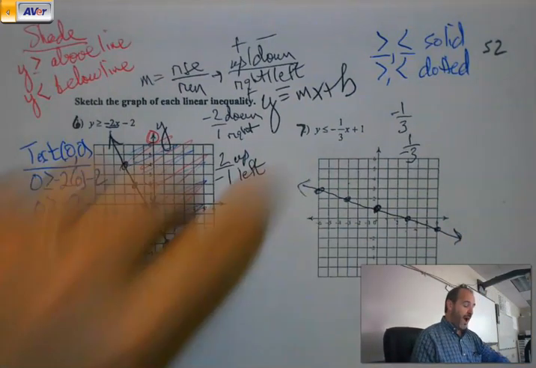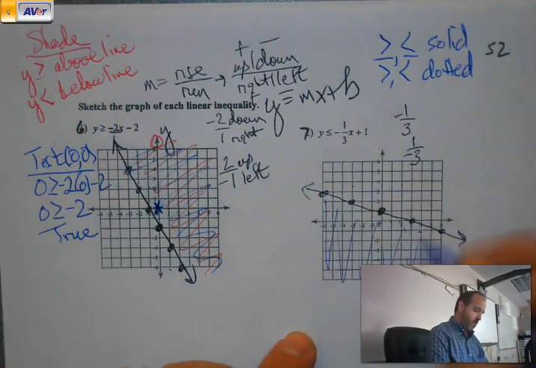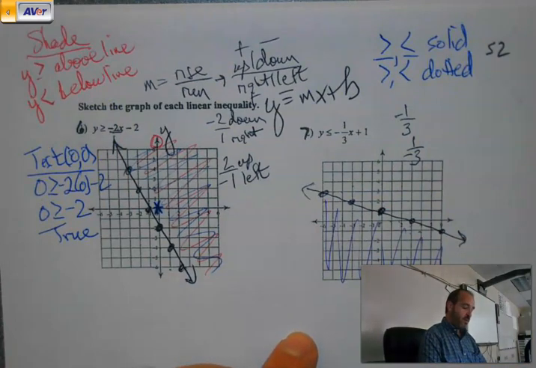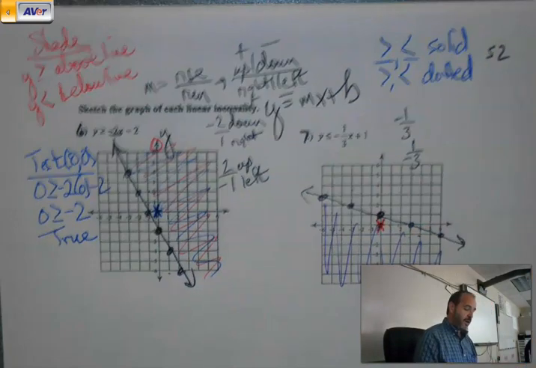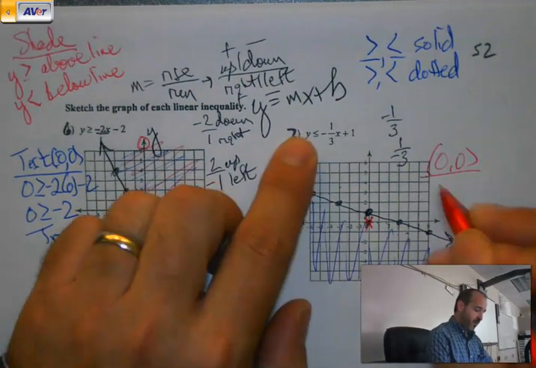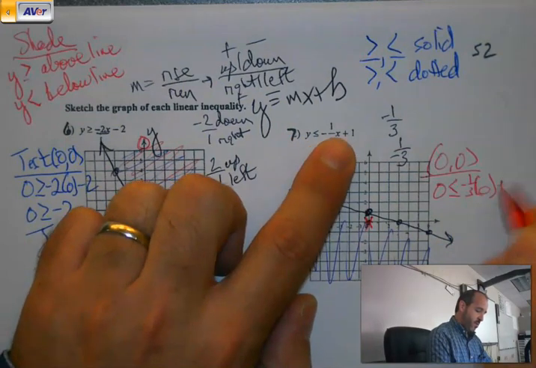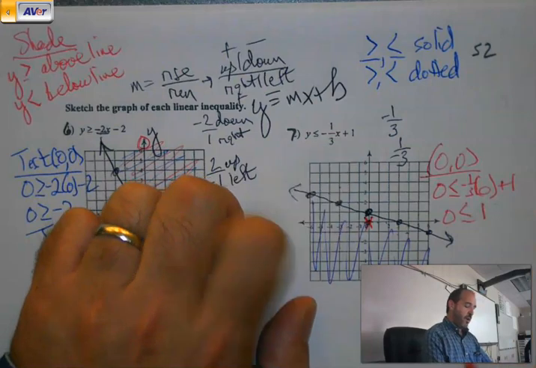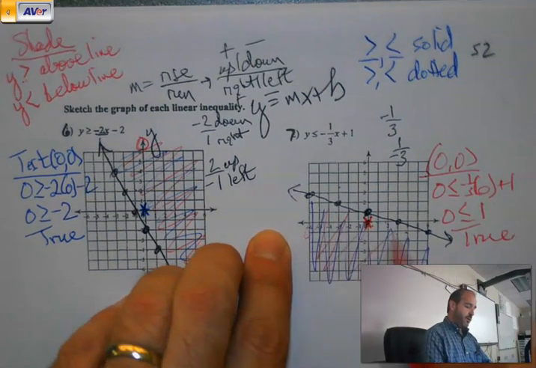And again, y is less than. Less than is below. I shade here. You're like, yeah, Hardy, still not quite just above, below. Again, if you need to, find that test point. If I use 0, 0, 0 is less than or equal to 1/3 of 0. Is 0 less than or equal to 1? Yeah. It's below the line. Shade.